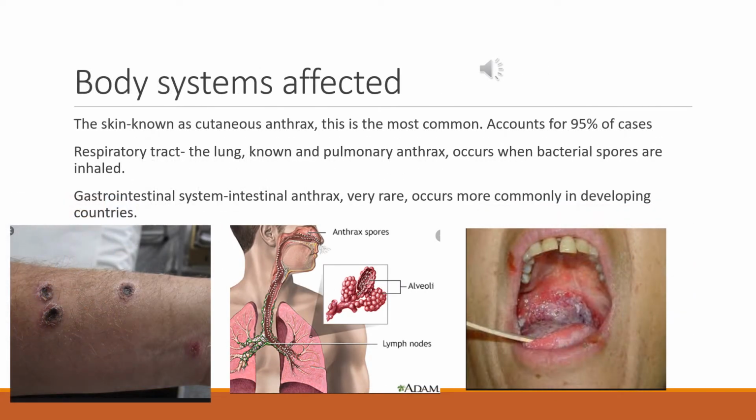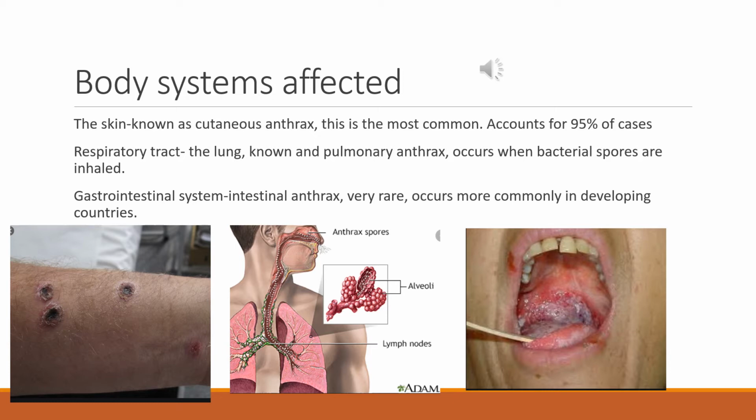What body systems are affected by anthrax? The first body system affected by anthrax is the skin. This occurs through cutaneous anthrax. This is the most common and accounts for 95% of cases.